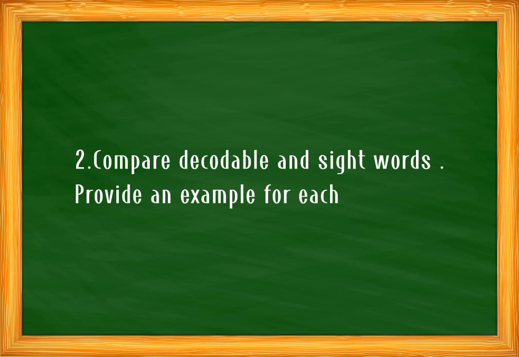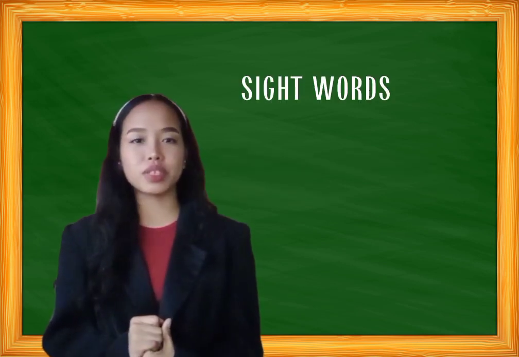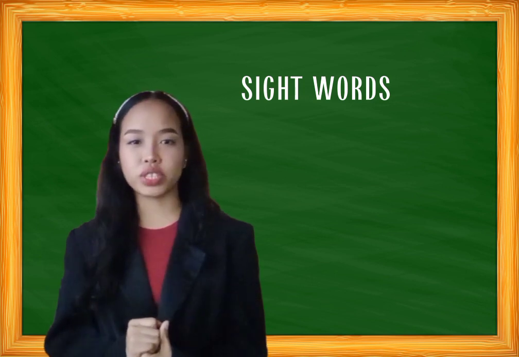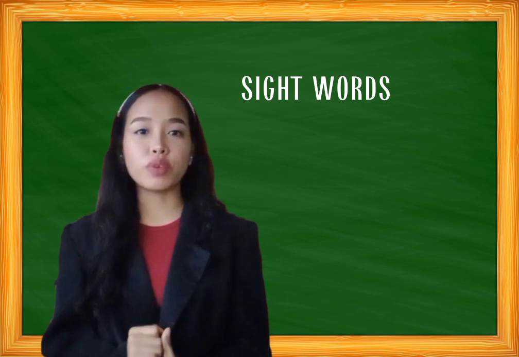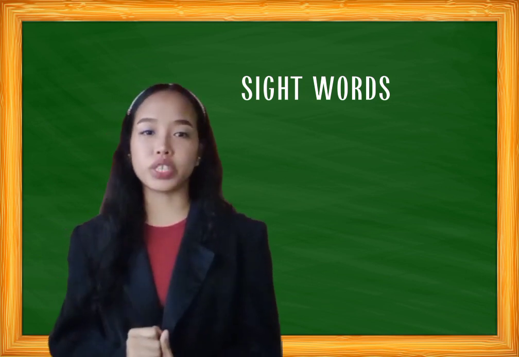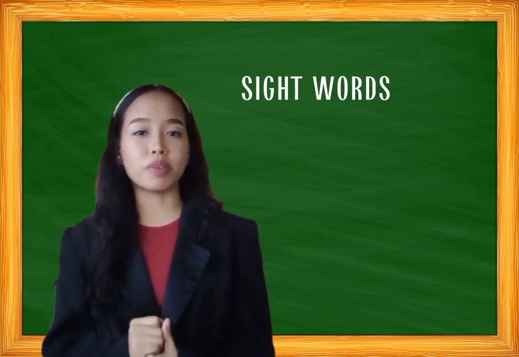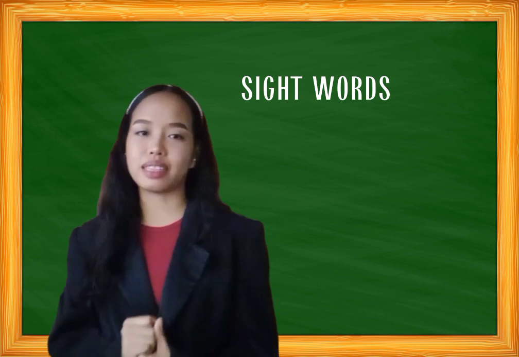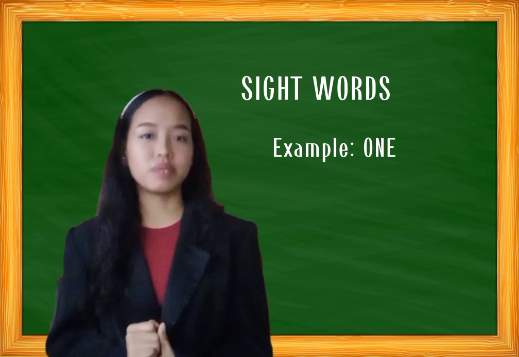2. Compare decodable and sight words. Sight words, sometimes called high-frequency words, are the words that come up most often when we are reading and writing. Sight words are words that might be hard to sound out, so we are supposed to memorize them to recognize them easily. For example, the word one.